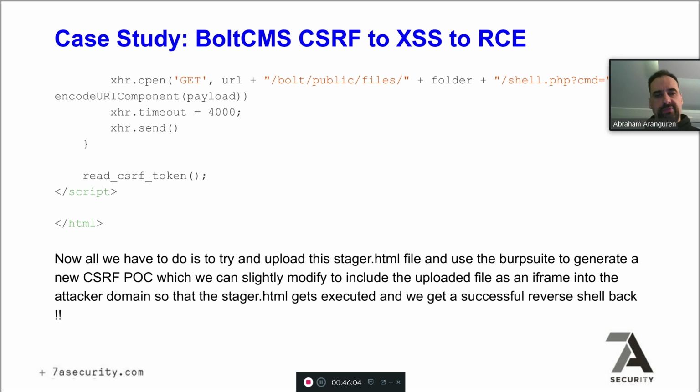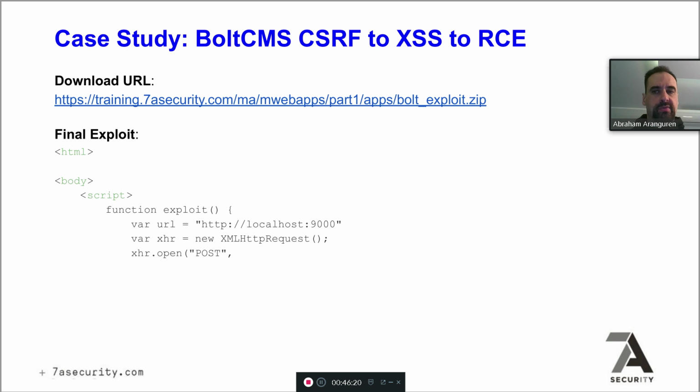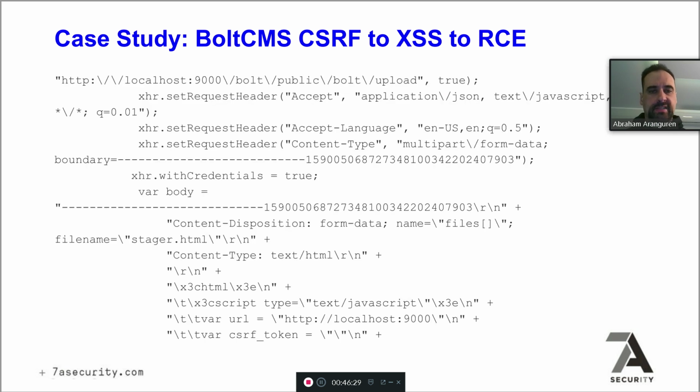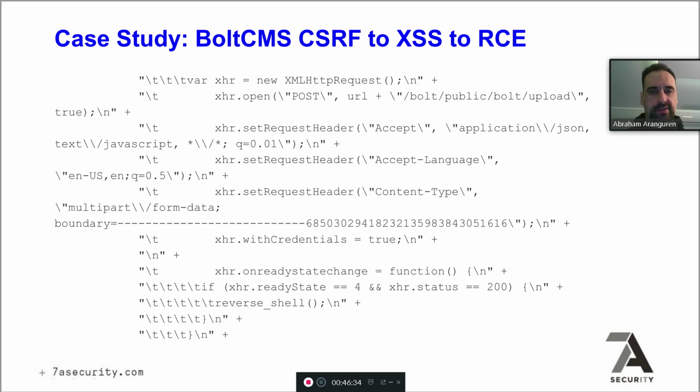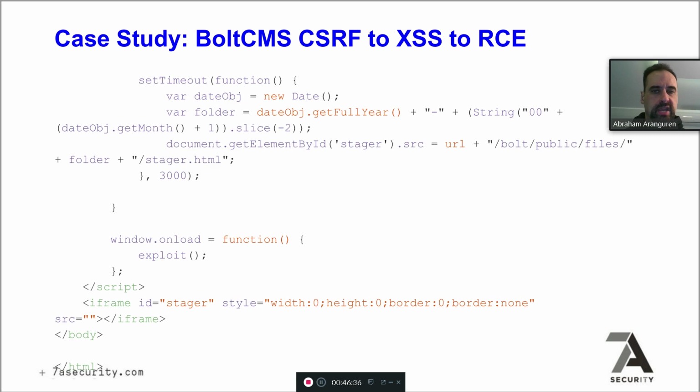So now all we have to do is try this and upload the stager, and then we can use Burp to generate a new cross-site request forgery token, which we can slightly modify to include the uploaded file as an iframe to the attacker domain, so that stager.html gets executed and we get a successful reverse shell back, right? For this, you need to download the full exploit, and this is the final exploit with all the details to get the reverse shell back and everything else, right? That is how that looks, but it's basically chaining all the steps.